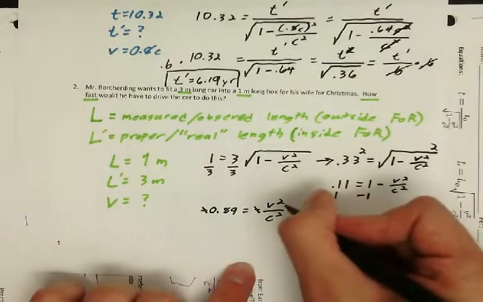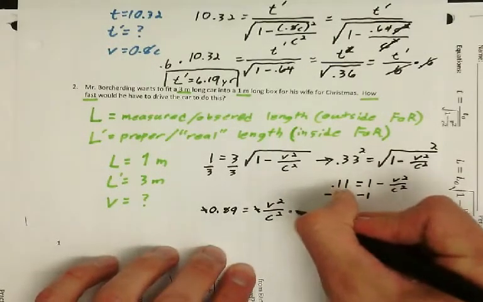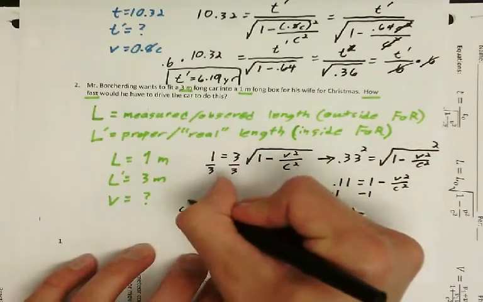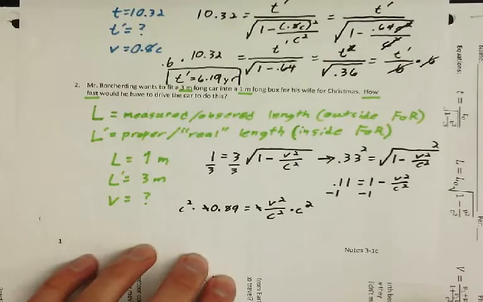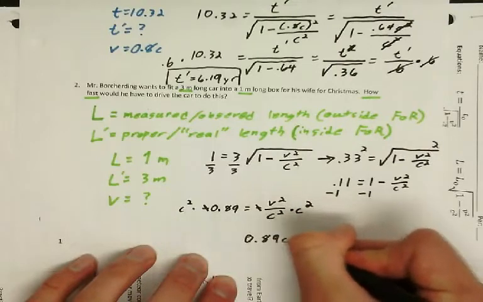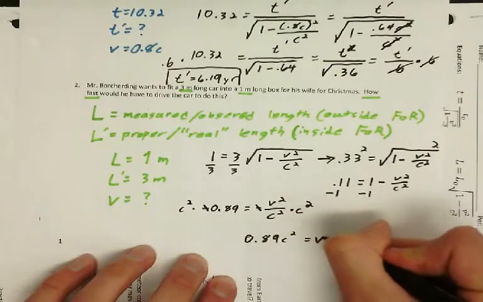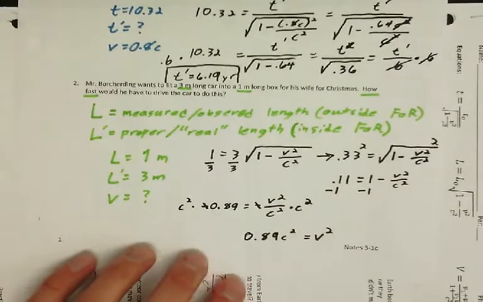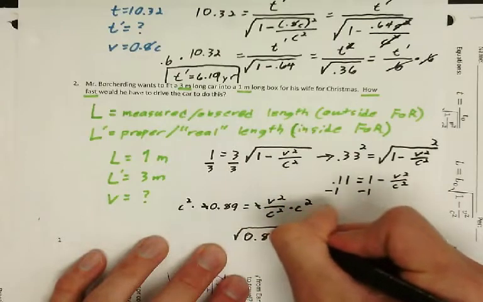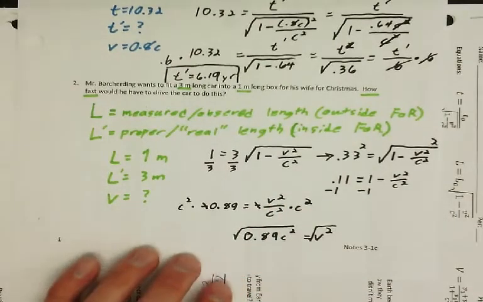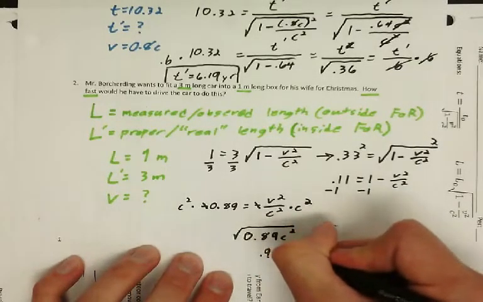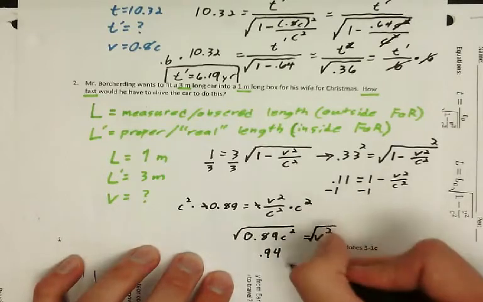I need to get v squared by itself, so you always multiply by the bottom to get rid of division. You multiply by the bottom. So I did a bunch of stuff really fast. Here's where I am. 0.89 c squared equals v squared. I don't want v squared. I want v, so square root both sides. When you square root 0.89, you get 0.94. When you square root c squared, you get c.